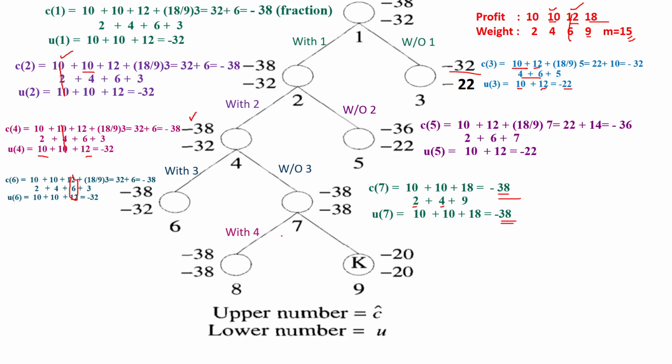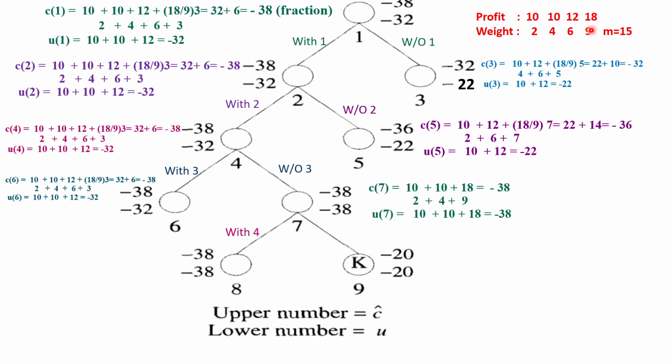Okay. So next, with 4. I'm not going for this further procedure here, because of what it is with 3. Next, if I include the fourth item, then what happens here? Now profit and weight become what? With 3, and next one, with 4, if I take, then what happens here? It is weight.